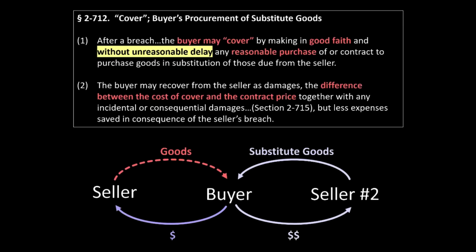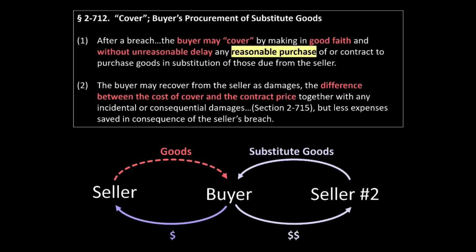The buyer cannot wait to see if the market price for the goods will go down so that the buyer winds up paying less than what the buyer was originally contracted to pay the seller, something that a buyer may otherwise be tempted to do if the buyer believes that if the market price for the goods goes up instead, there would be no harm to the buyer because the seller would be liable to the buyer for any increase in the price of the substitute goods. The requirement that the buyer must cover without unreasonable delay prevents this kind of opportunism by the buyer.